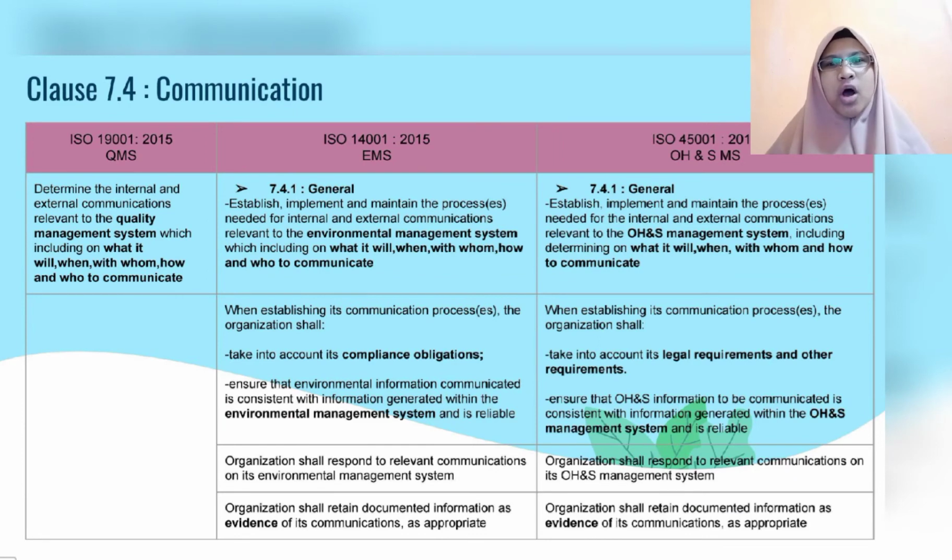Clause 7.4 Communication. For the QMS, EMS, and OH and S management system, the organization shall determine or establish, implement, and maintain the process needed for internal or external communication relevant to the QMS or EMS or OH and S management system, including on what it will, when, with whom, how, and who to communicate.